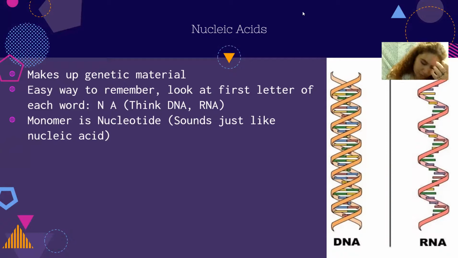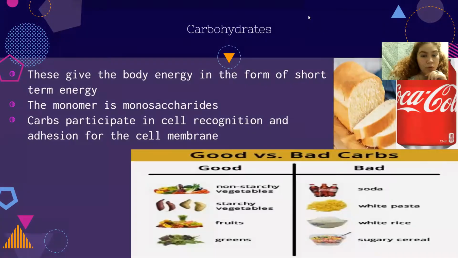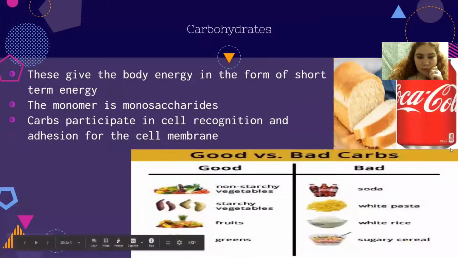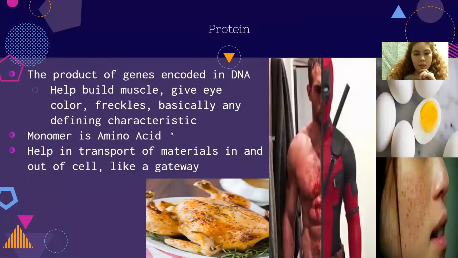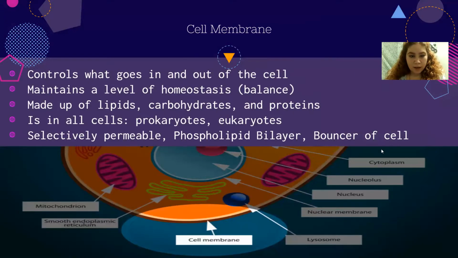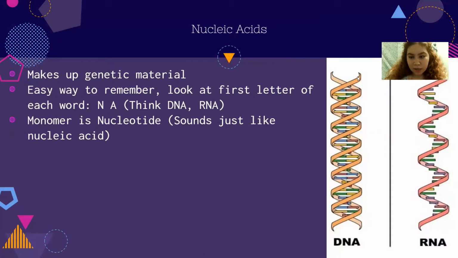The rest of these monomers are not necessarily as simple. So going back through them, lipids, the monomer is a fatty acid. Carbohydrates, the monomer is a monosaccharide. Proteins, the monomer is an amino acid. And nucleic acids, the monomer is a nucleotide. You should be able to use that information to help you complete the assignment. And you can review this video at any time if you would like to.